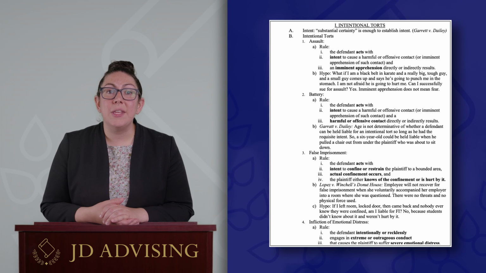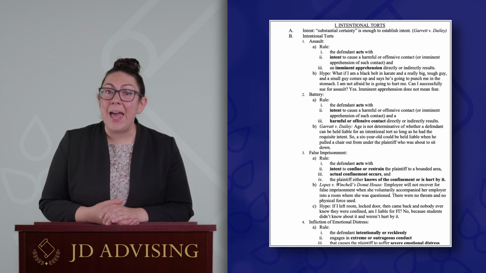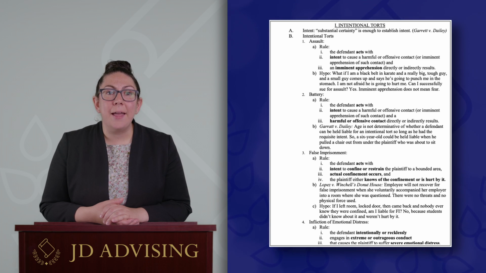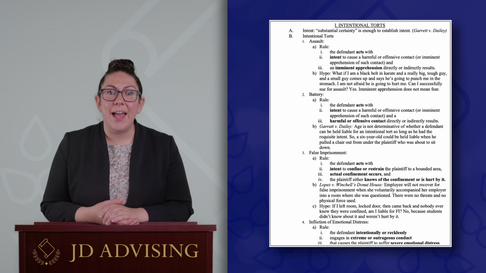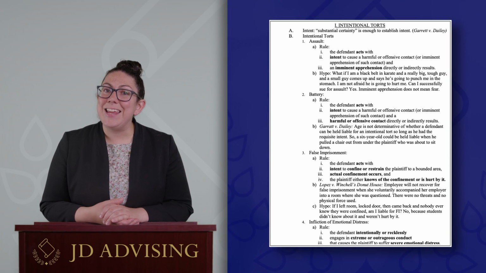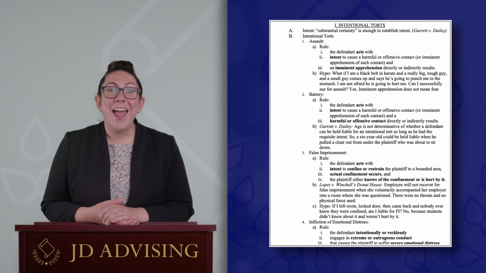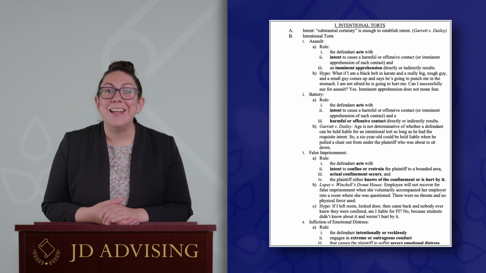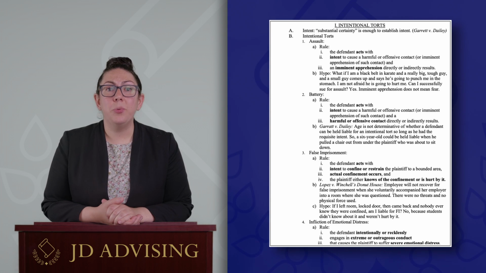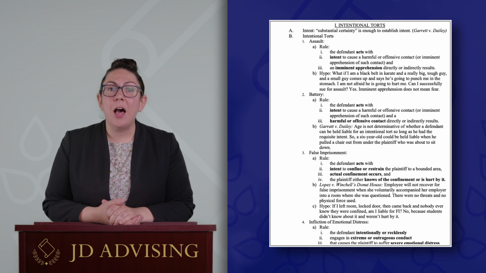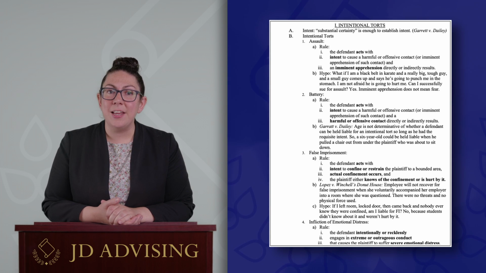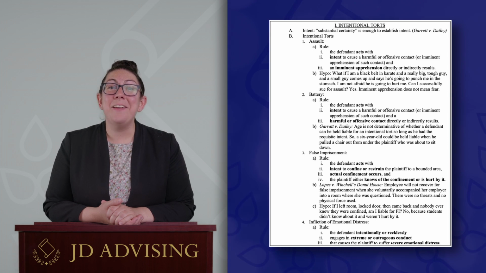The outline also includes a hypothetical that the professor might have given in class. It says, what if I'm a black belt in karate and a really big tough guy, and then a small guy comes up to me and he says he's going to punch me in the stomach. I am not afraid that he's going to actually hurt me. Can I sue for assault? And the answer to this hypothetical question is yes, because imminent apprehension does not mean fear. This hypo is important to include in your full outline because it helps explain the element of imminent apprehension, and the hypo may help you identify whether an imminent apprehension has occurred in a fact pattern that you see on the exam.